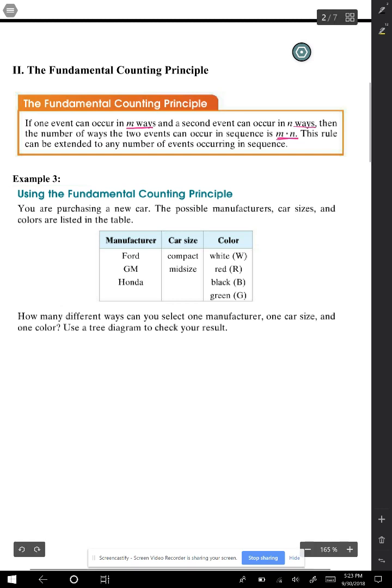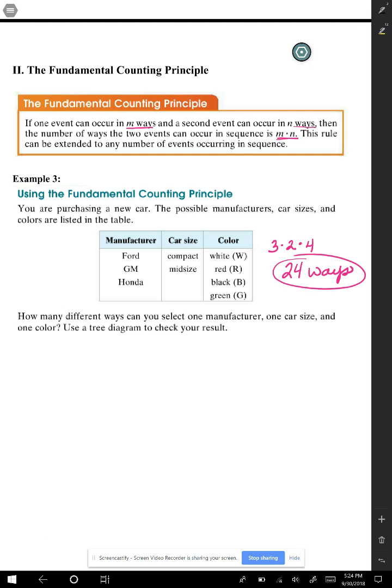So in the example we're looking at on 3, we have a car manufacturer, a car size, and a color. So we have 3 events that we're picking from. It says how many ways can you select one manufacturer, one car size, and one color. According to the fundamental counting principle, I have 3 manufacturers I can choose from, 2 car sizes to choose from, and 4 colors to choose from. So I should just multiply 3 times 2 times 4, and that would be 24 ways. So there would be 24 different manufacturer, car size, and color combinations that I could end up with.